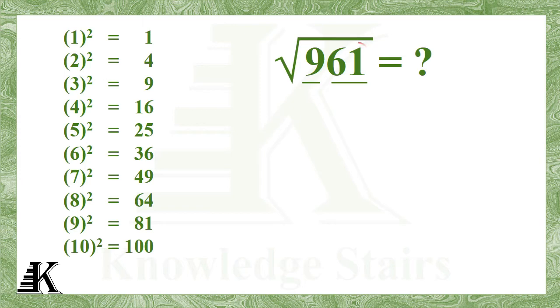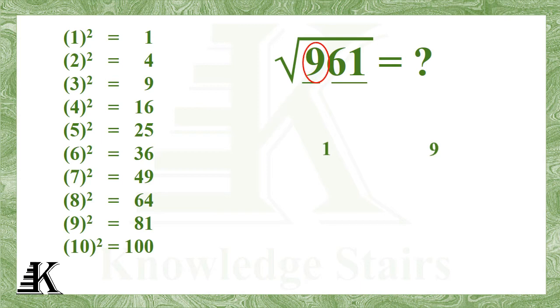Here we have 1. Now we know that any number ending with 1 or 9 will have 1 at the ones place when squared. So now we have two numbers at the ones place. One is 1 and the other is 9. Let us come to the second pair, that is 9.